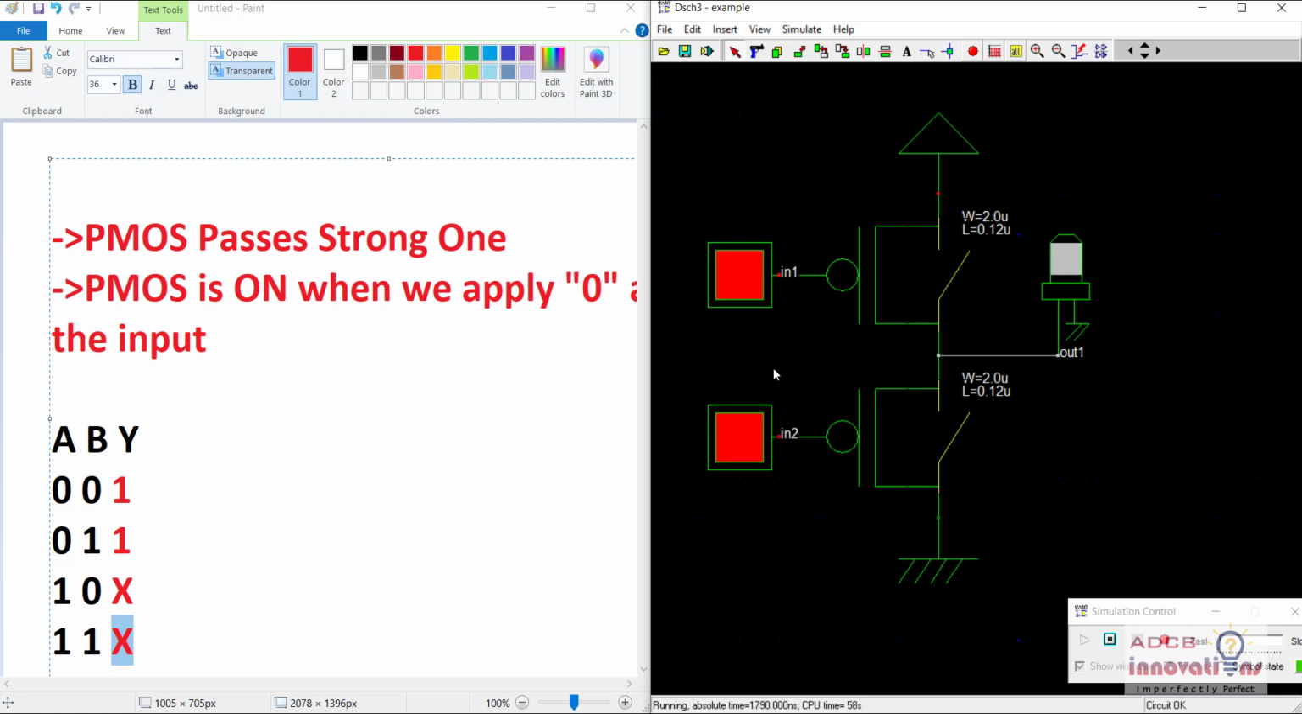After that, we will be seeing the case of two NMOSs and PMOSs in parallel in the upcoming videos. So this is all for this video.